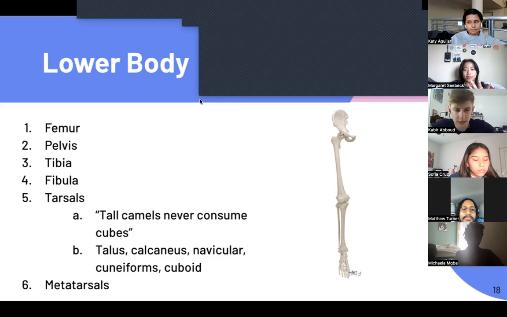One of these is also called your heel bone. Do y'all know which one that is? Calcaneus. Yes, your calcaneus is your heel bone. That one's a good reference point to remember the different tarsals in your foot. So just remember calcaneus is going to be your heel bone. And then there's also the metatarsals. So those are going to be like your toe bones.